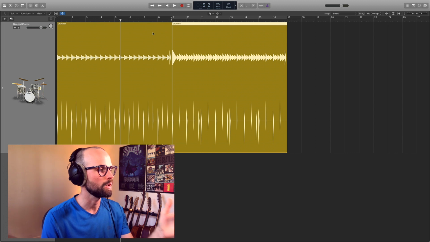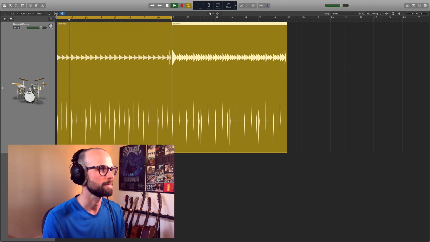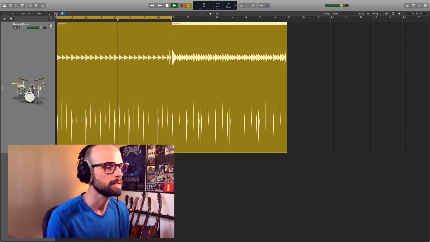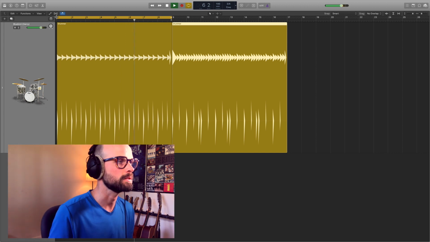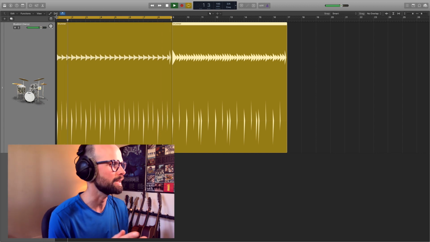So coming over into Logic, I've just got the drummer up and I've loaded in a couple of stock grooves. One is 3/4 and the other is 6/8. So firstly, let's begin with the 3/4 groove and just hear what that sounds like. Count that beat. 1, 2, 3, 1, 2, 3, 1, 2, 3, 1, 2, 3. Okay, nice and clear.